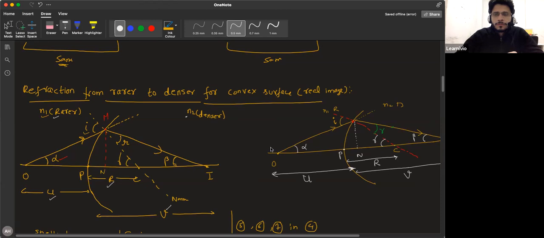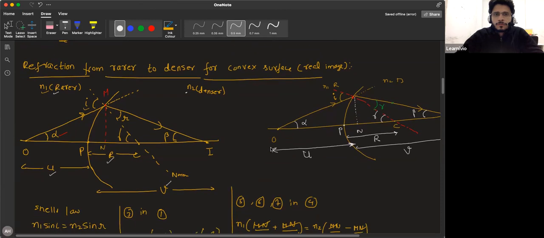Sir, does a convex surface make a real image? Yes, it makes both, real and virtual. It's a surface, not a mirror. There's a convex mirror which makes a virtual image. Sir, so this is basically a lens. Lens.